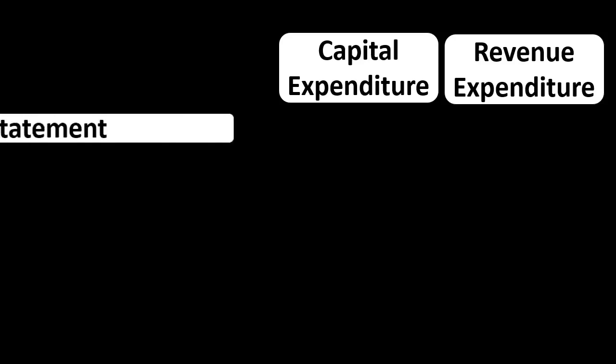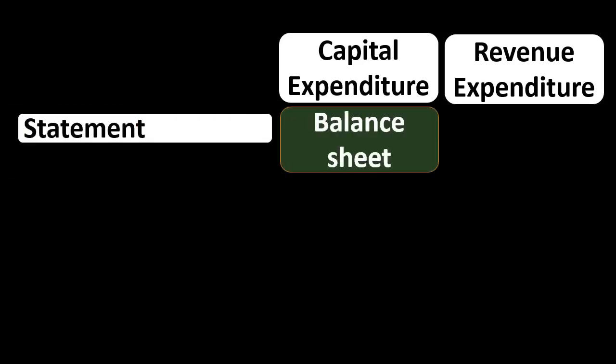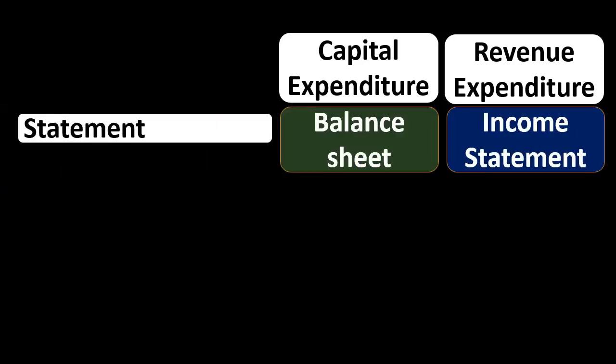So we have the capital expenditures and the revenue expenditures, and often the question is, should something be capitalized as a capital expenditure or should it be expensed as a revenue expenditure? In other words, what statement should the expenditure go under? If it is a capital expenditure, it's going to go on the balance sheet. If it's a revenue expenditure, it's going to go on the income statement.